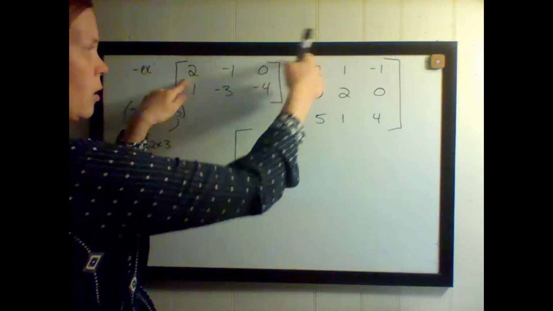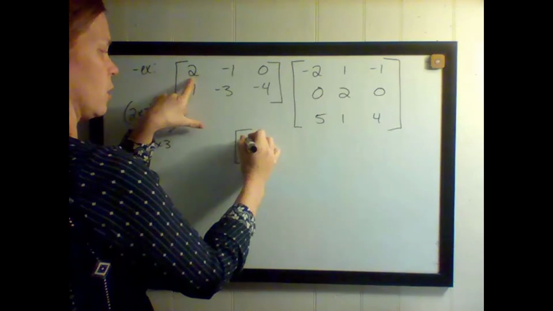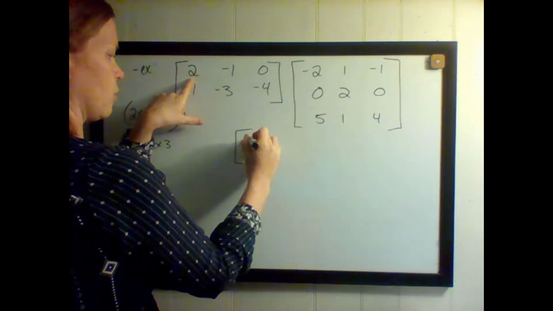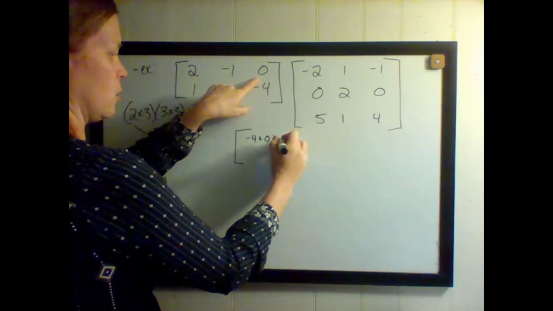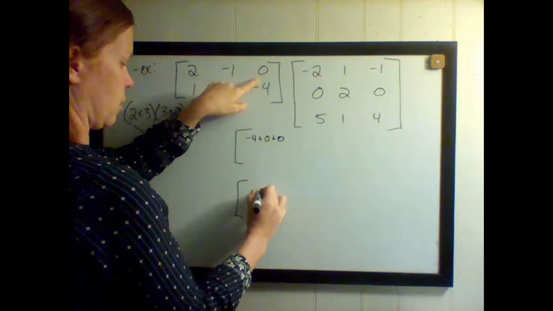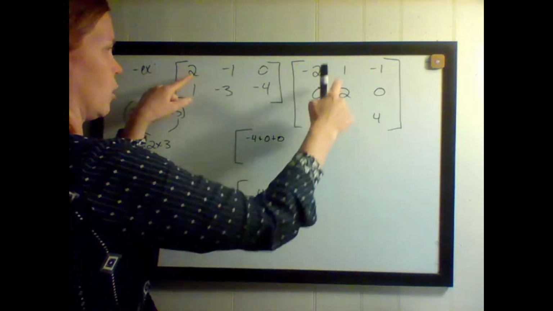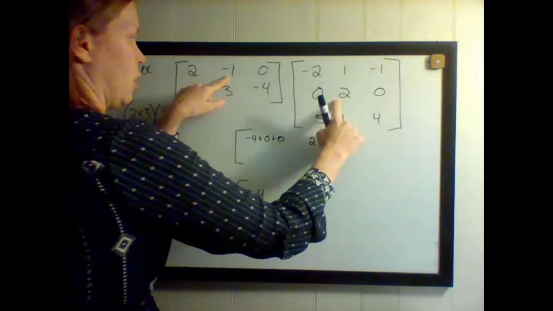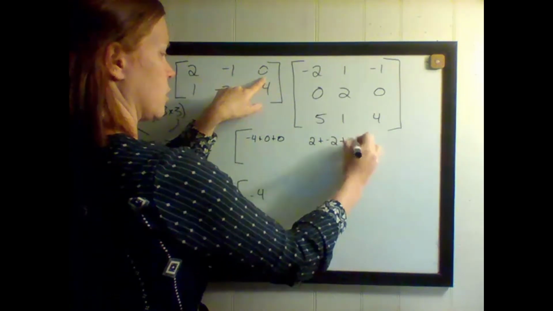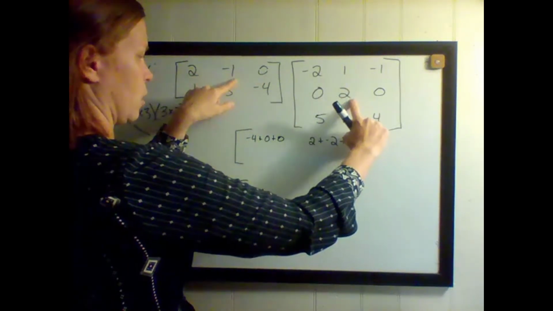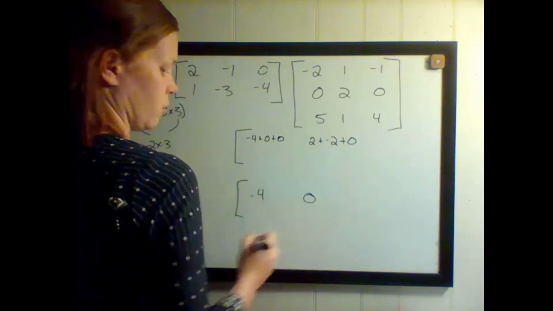So I'm going to take row 1 times column 1. So 2 times -2. This time I'm going to start jotting down the values when I multiply them. 2 and -2 is -4 plus 0 plus 0. So in that spot I just have -4. Now I'm going to go row 1 times column 2. So 2 times 1 is 2. -1 times 2 is -2. 0 times 1 is 0. So 2, -2, 0. So that is going to be 0.